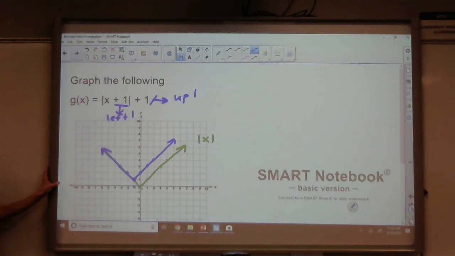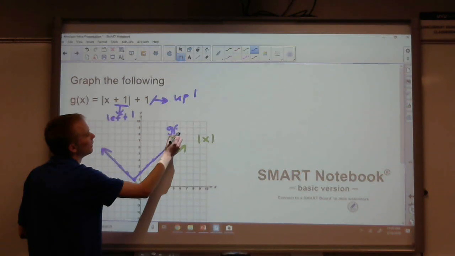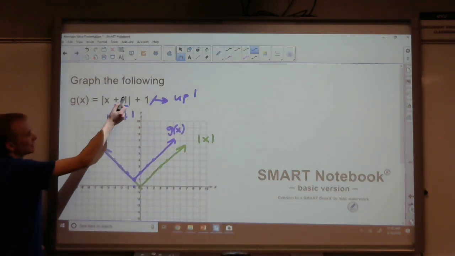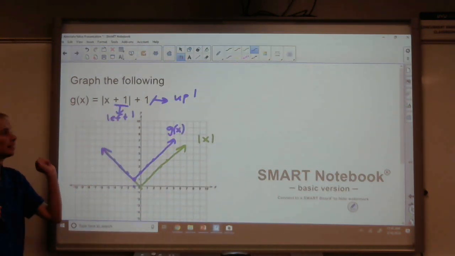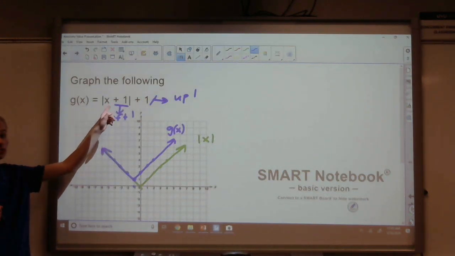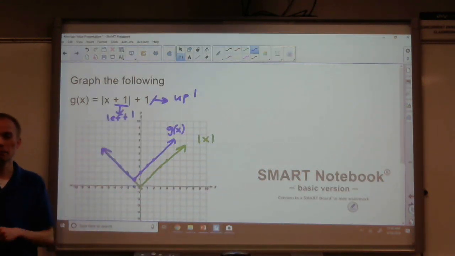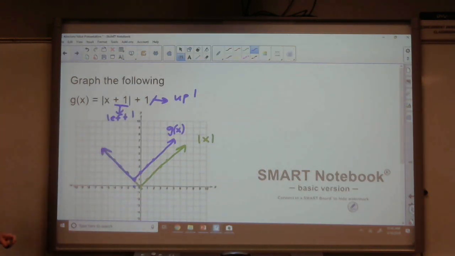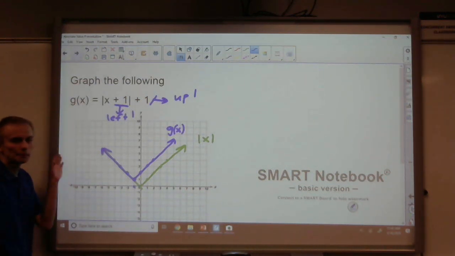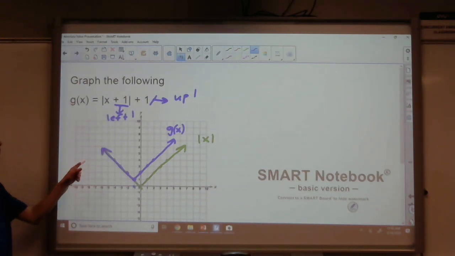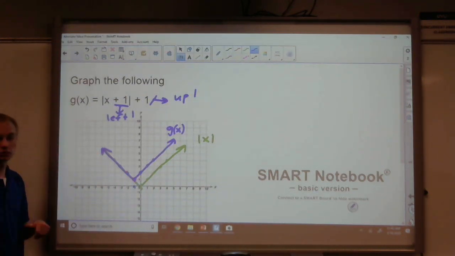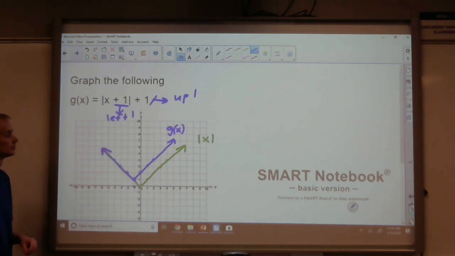So, what have we done? We sketched the graph of g of x, and the stuff next to the x just moves us left or right, and it does the opposite of what we would think, and then the thing on the outside moves us up and down, and it does exactly what we think it would do. Okay? Go ahead and pause the video and make sure you understand where I got this graph. Okay.